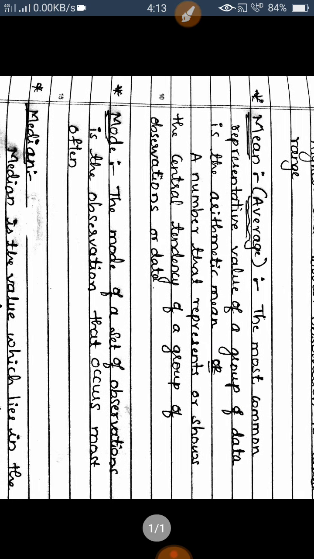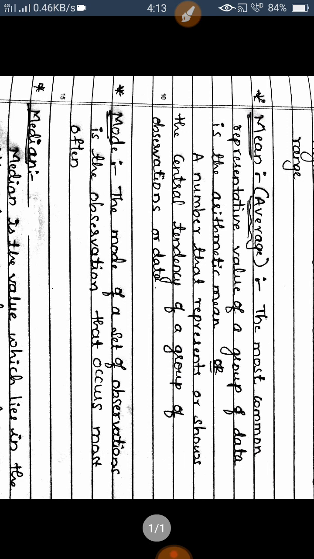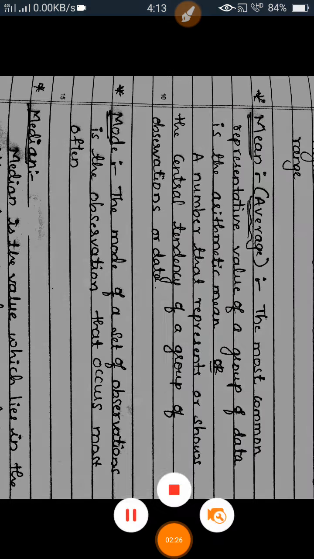Now the next topic: the central tendencies of observation. The three central tendencies are mean, median and mode. What do they mean? The mean indicates the average. Average means the most common representative value of a group of data. We call this the arithmetic mean, or just mean, a number that represents or shows the central tendency of a group of observations or data.